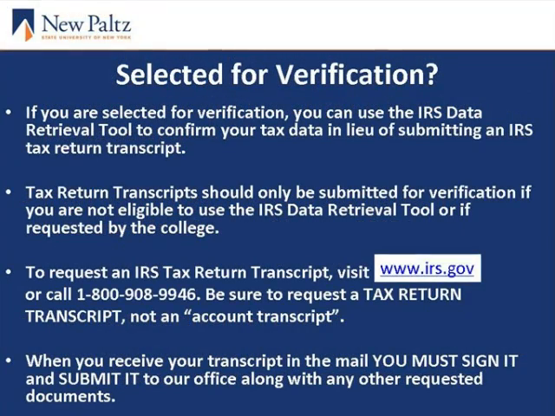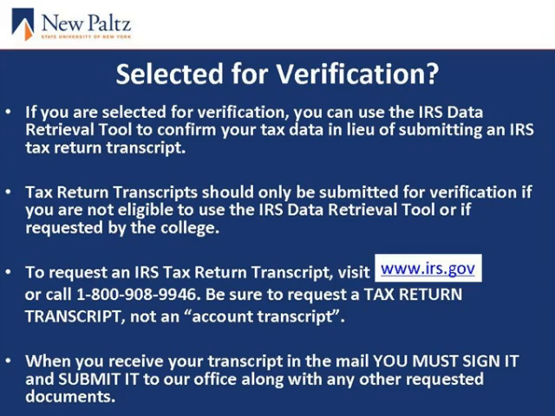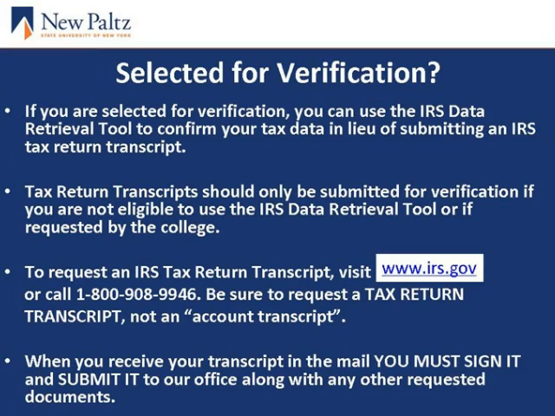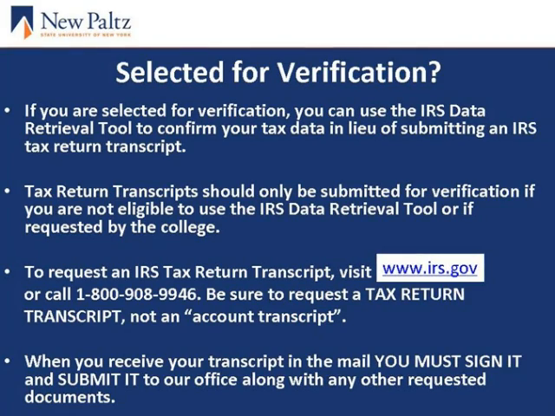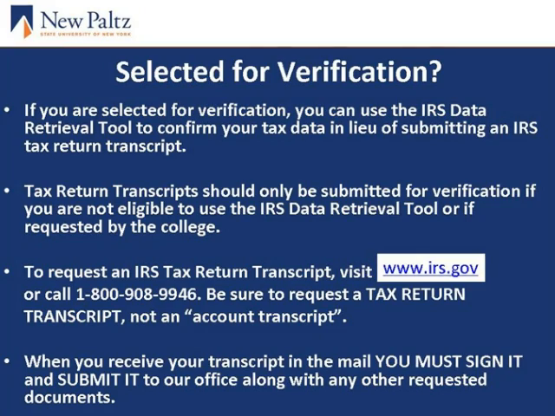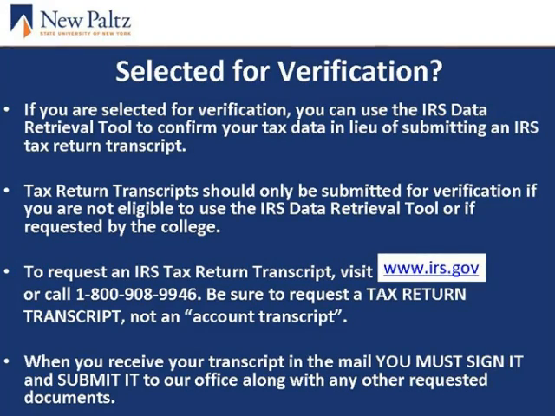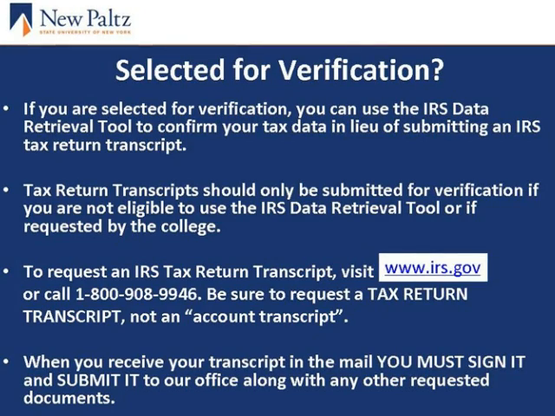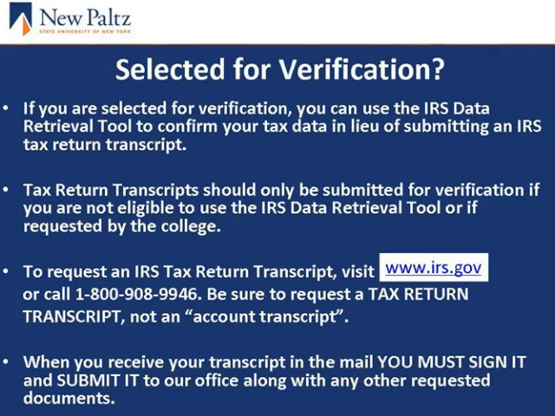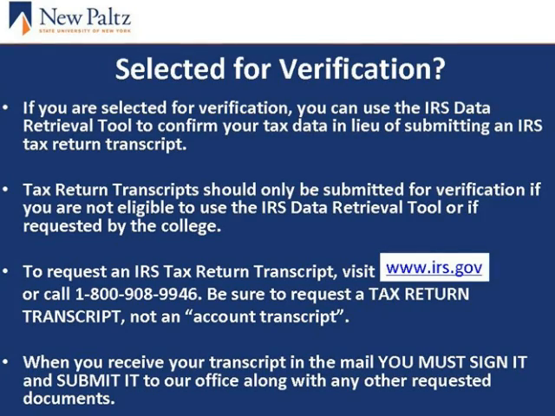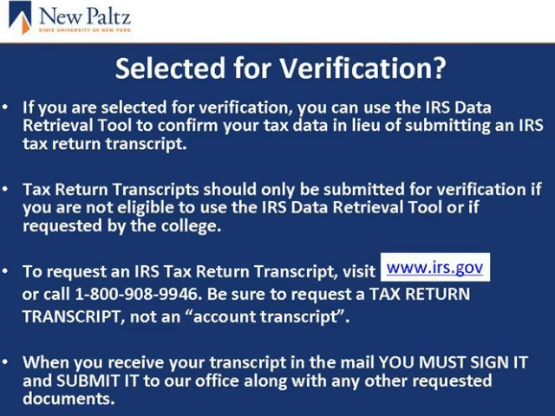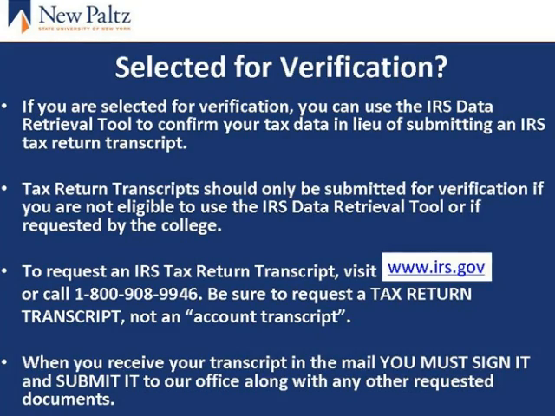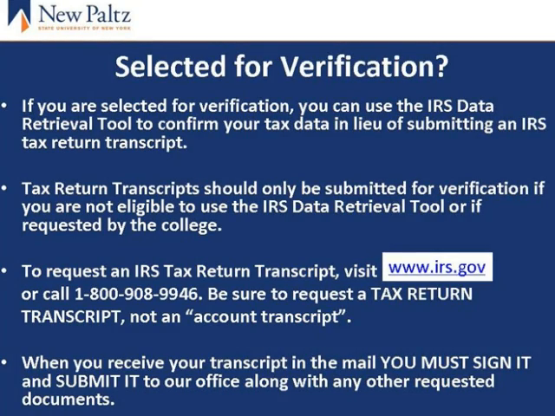If the Federal Central Processing Center has selected your FAFSA for verification, you and your parents, if you are a dependent student, may need to provide documentation of your 2015 federal income tax information on your 2016-2017 FAFSA before your federal financial aid eligibility can be determined by the college. This means that the student's financial aid package will be complete only after all 2015 tax returns have been filed with the IRS and verified. If you are selected for verification, you can use the IRS data retrieval tool to confirm your tax data in lieu of submitting an IRS tax return transcript. Tax return transcripts should only be submitted for verification if you are not eligible to use the IRS data retrieval tool or if requested by the college.